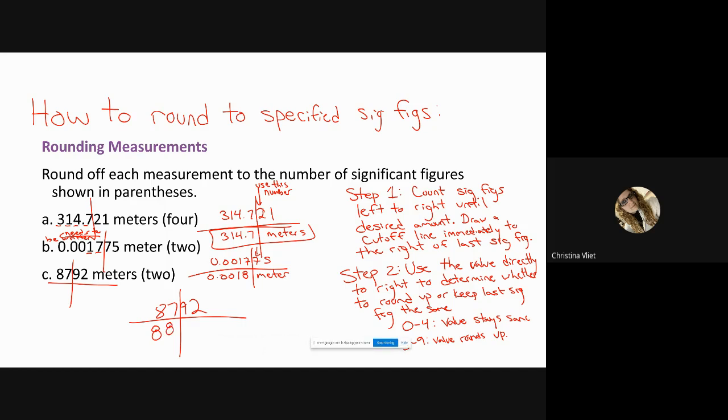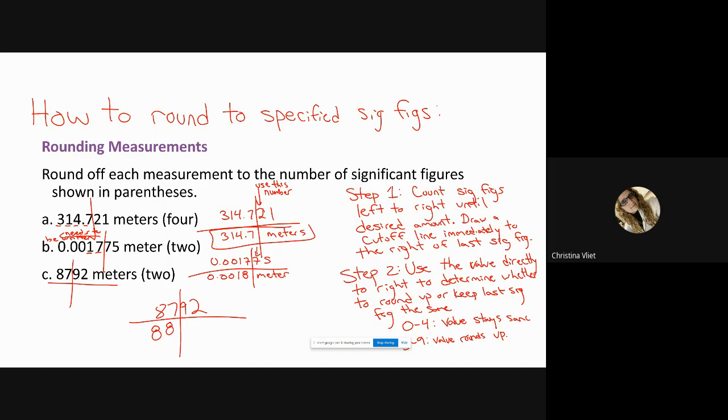And is that it? Am I done? No. Does 8,792 round to 88? No. You would be shocked how many times I see a student writes that. It does, but it doesn't. You're absolutely correct. What you have to do if you come across the scenario that there are fewer significant figures than the size of the number is you have to fill in zeros until you reach the ones place.